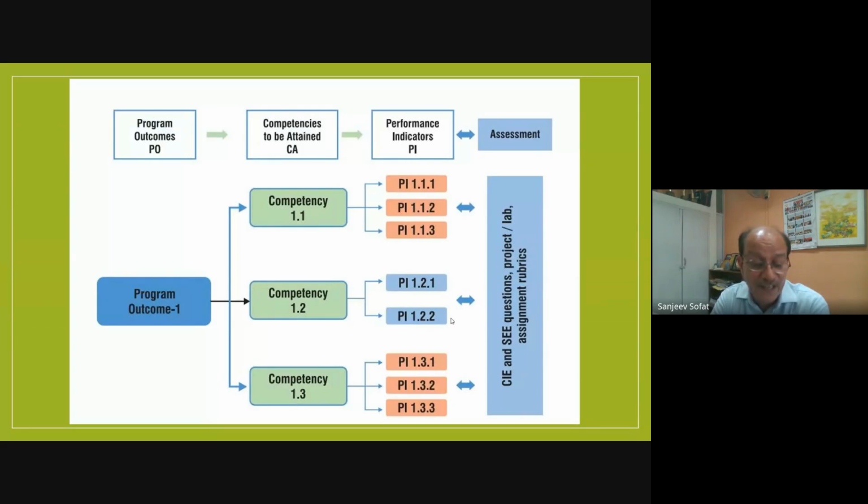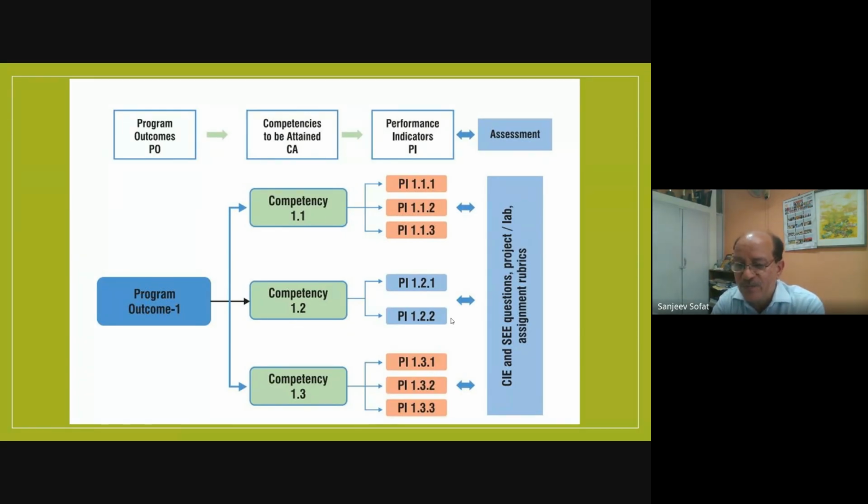Once we have an academic system which is outcome based, let's say we have program outcome 1. Those of you who have seen the NBA site, it's mentioned over there. These are some of the program outcomes. As I said, it's from A to K, there are 12 program outcomes. One of them may be program outcome 1. Let's say these are the 3 competencies to be attained to fulfill that particular outcome, and these are the indicators through which we indicate how exactly we assess it.